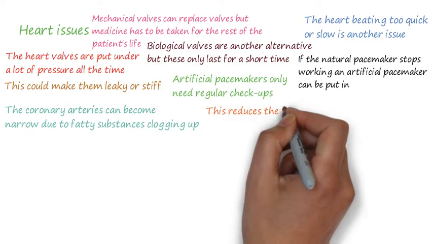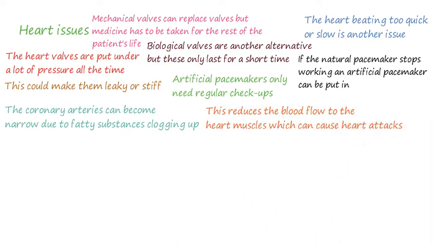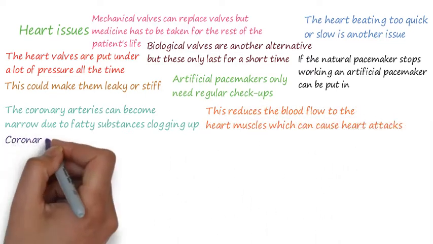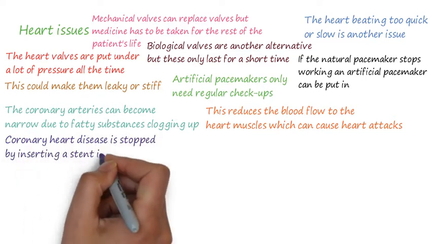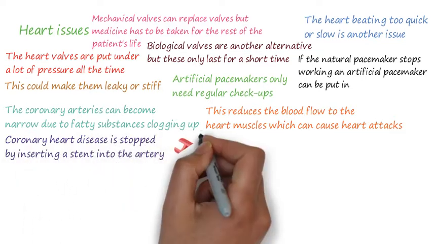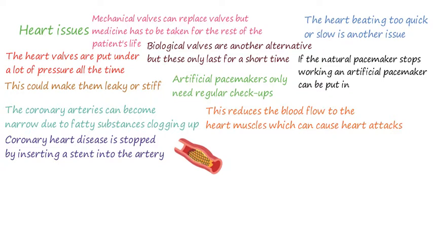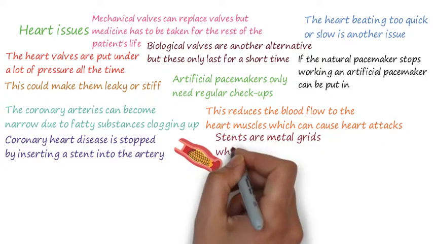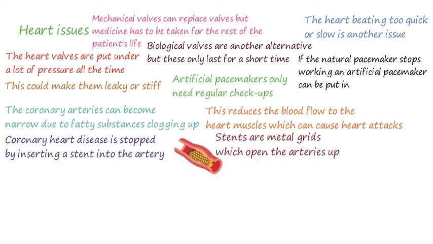Another issue that can arise is with the coronary arteries. These arteries can become narrow due to fatty substances clogging the arteries up. This reduces the blood flow to the heart muscles, which can cause heart attacks. Coronary heart disease is stopped by inserting a stent into the artery. Stents are metal grids which open up the arteries. A little balloon is used to open up the stent and the blocked artery at the same time. Once the balloon is popped, the stent stays in place.